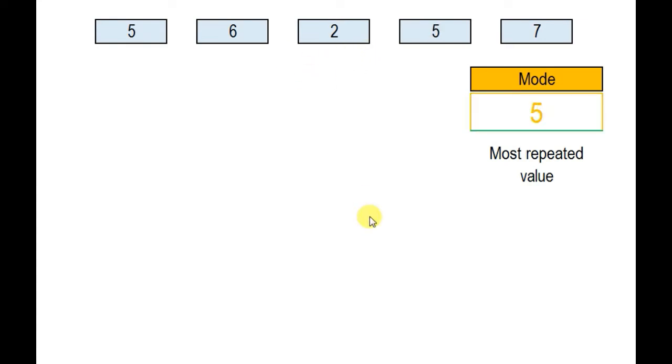We could also have another case where mode will be complicated. For example, instead of this 2, if I had 5, what happens? Again you can see that we have two repeated values. 5 is repeating 2 times and 6 is also repeating 2 times. So which should be the mode? You must be thinking that okay, we can take 2 modes.